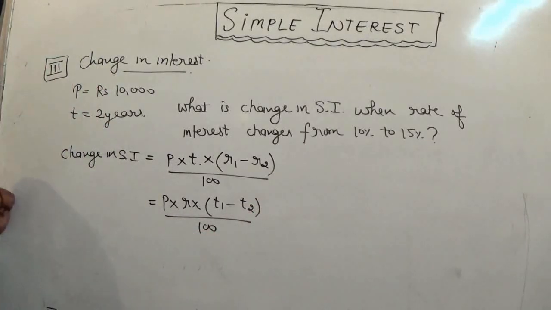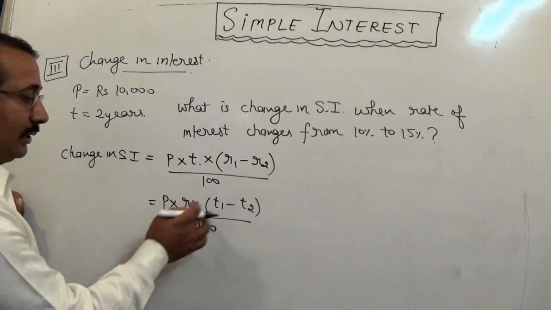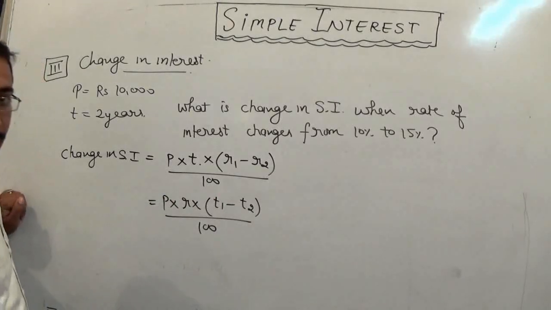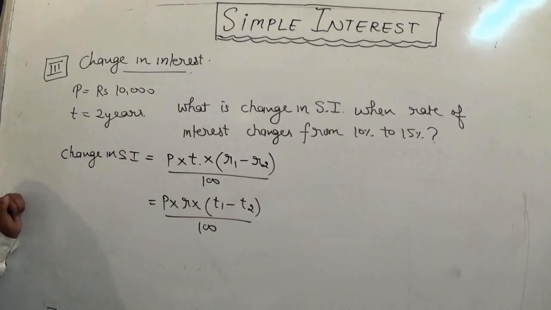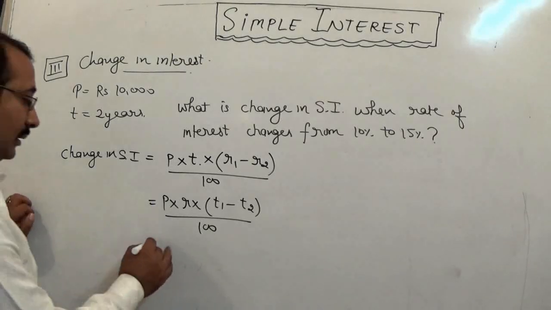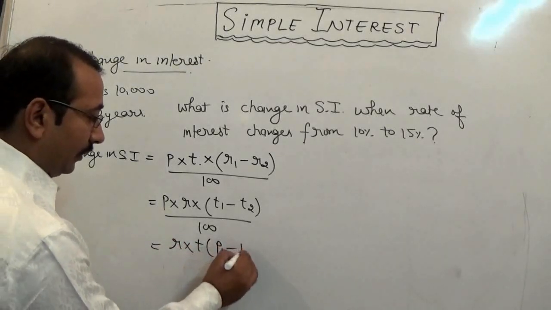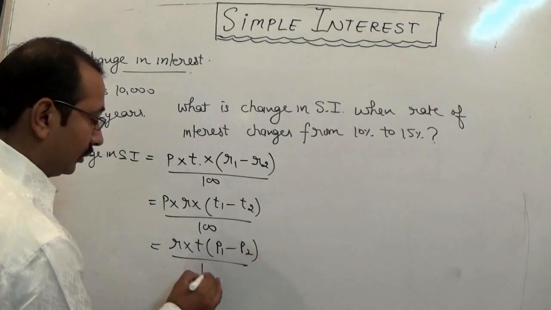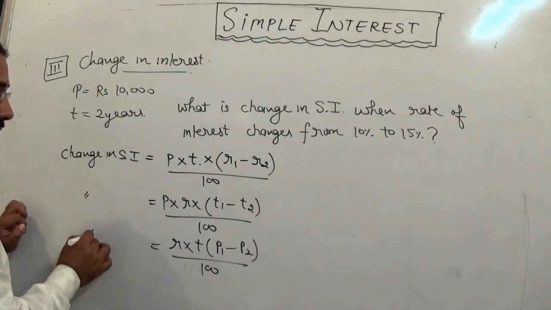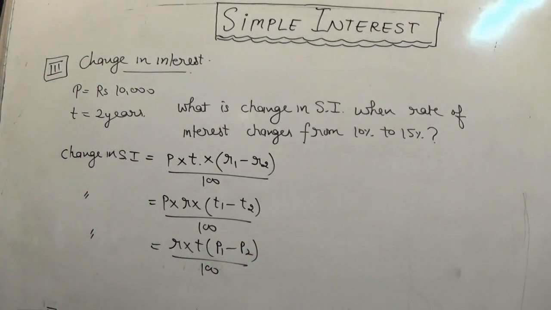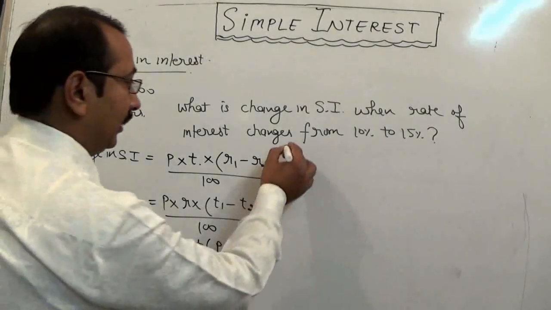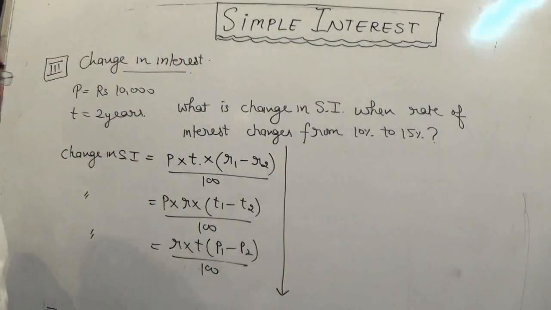Suppose there may also be a question where rate and time are fixed and the difference in principal is given, and we have to find the change in simple interest. So this would be taken as R into T into (P1 minus P2) upon 100. That is the change in simple interest.